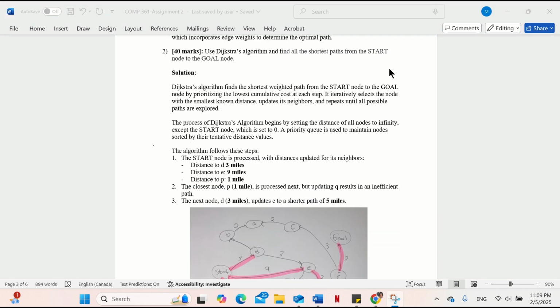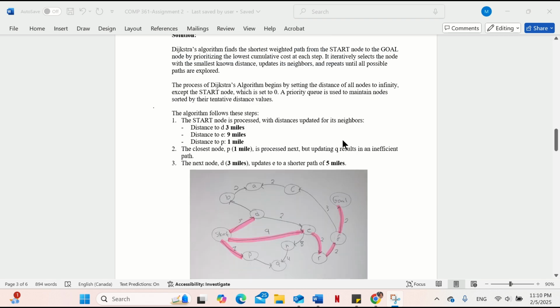Now let's move on to Dijkstra's algorithm, which is specifically designed for weighted graphs. This algorithm finds the shortest path by considering the actual distance between nodes. It does this by keeping track of the minimum cumulative cost to reach each node. The steps of Dijkstra's algorithm in our graph are as follows.